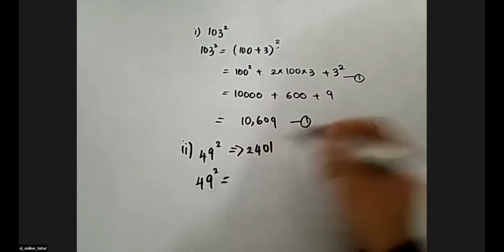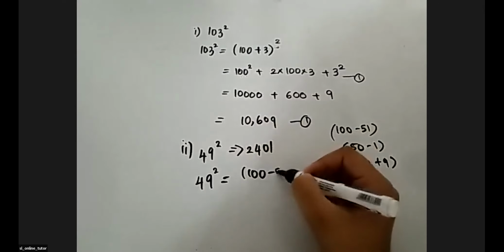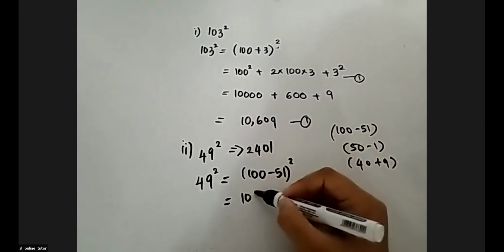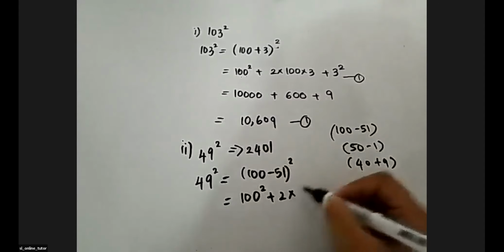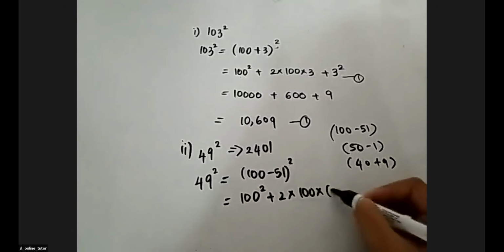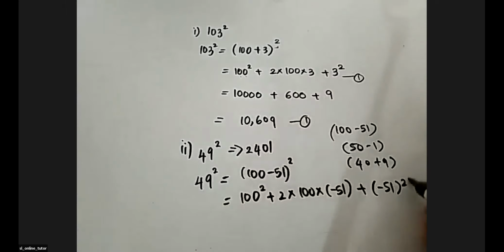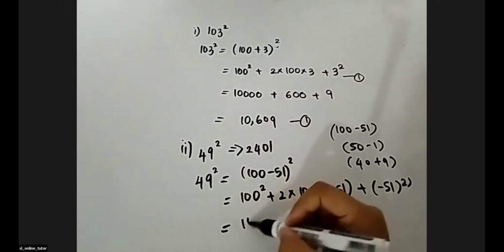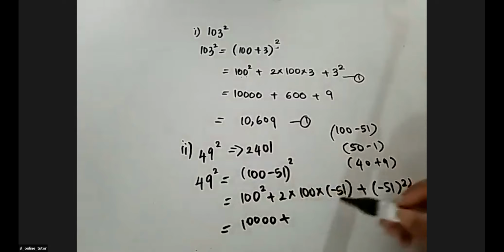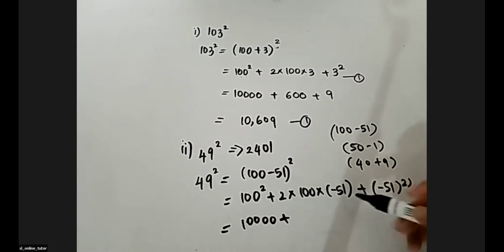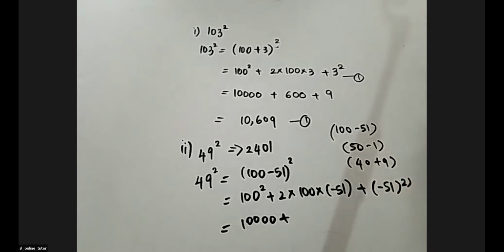We'll see if we do 100 minus 51. Can we do it? Right, 100 square plus 2 times 100 into negative 51 plus negative 51 squared. It's interesting now. 100 into 100 means 4 zeros. 2 into 100, 200. 200 into 51, or else 2 into 51. 2 into 51, you are getting 10,200.